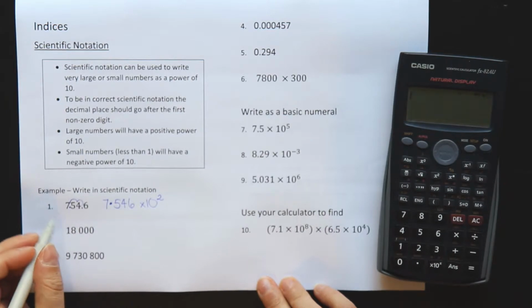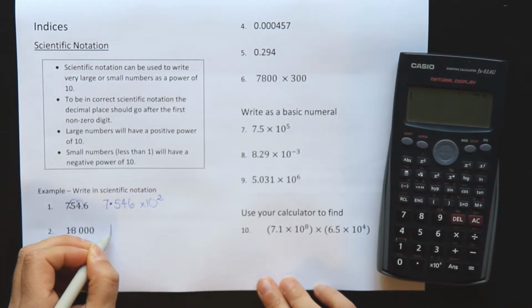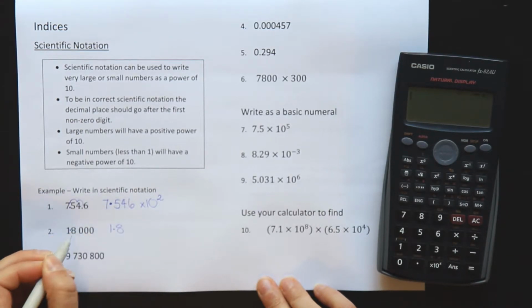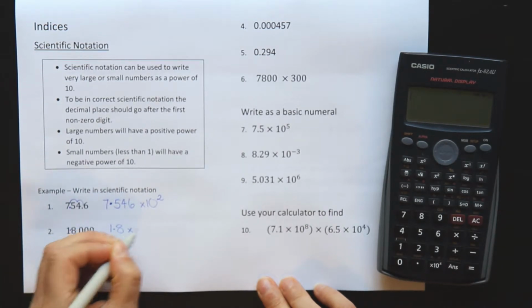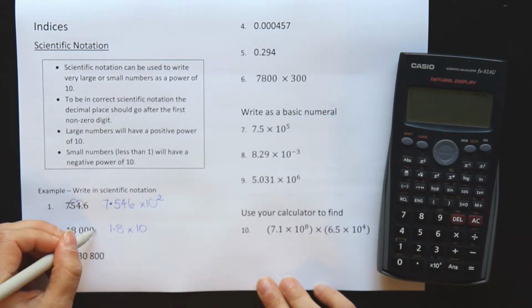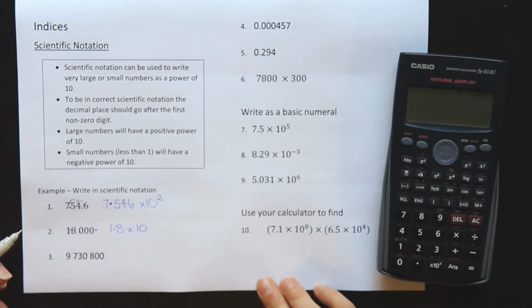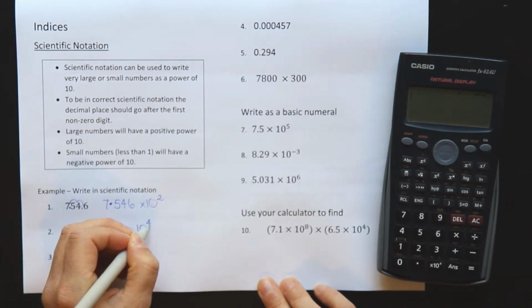Let's try that again. In the second one, we want the decimal point to be after the first non-zero number, the 1. 1.8. We don't need to write all those zeros after that. It's not going to do anything. So times 10 to the power. Now, where's the decimal point? I didn't have a decimal point to start with. So the decimal point is actually here to start with. Let's jump. 1, 2, 3, 4. 10 to the power of 4.